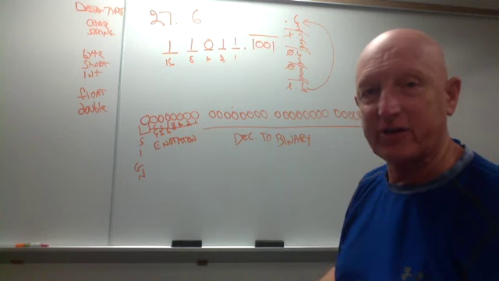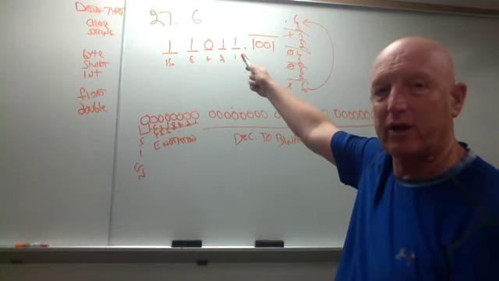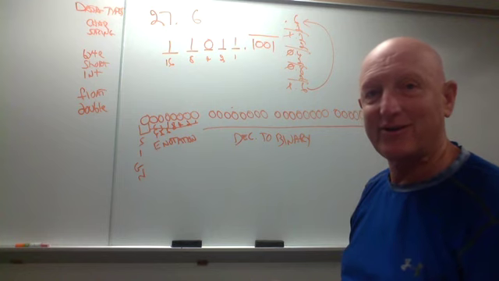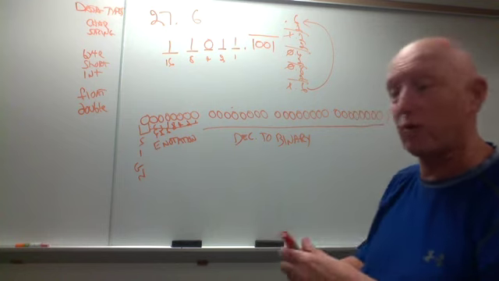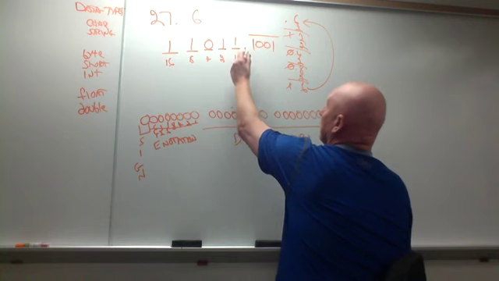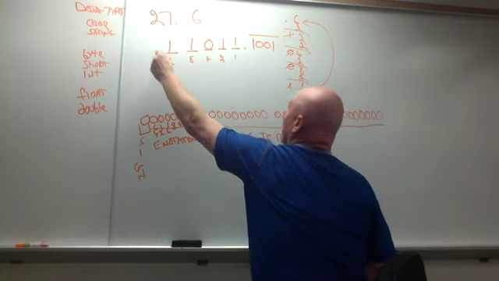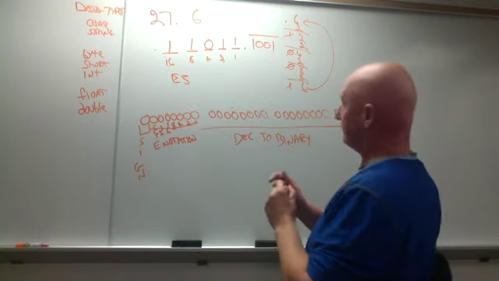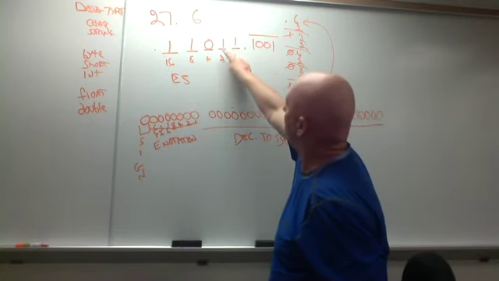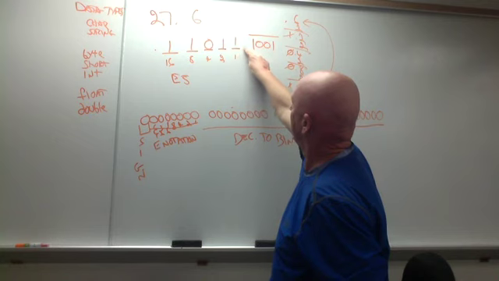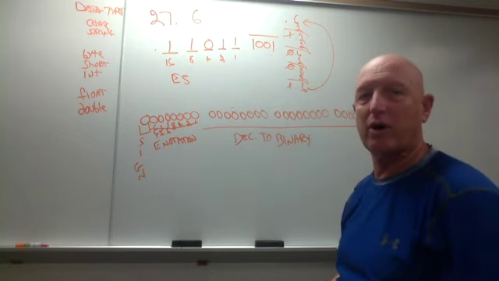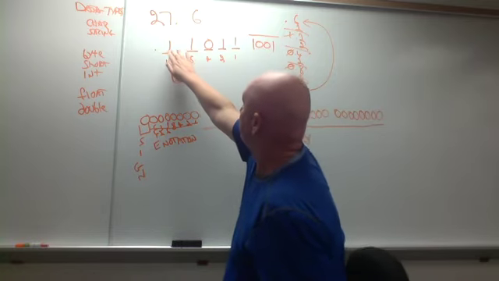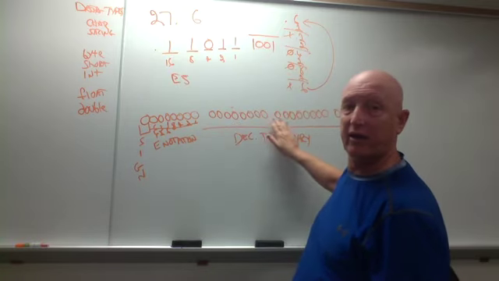Now, here's where it gets interesting. I have to move the decimal point to the left of the leftmost one. To the left of the leftmost one. So, 1, 2, 3, 4, 5. That is E5. I move it to here. So I move the decimal point 1, 2, 3, 4, 5 to the left of the leftmost one. I have E5.